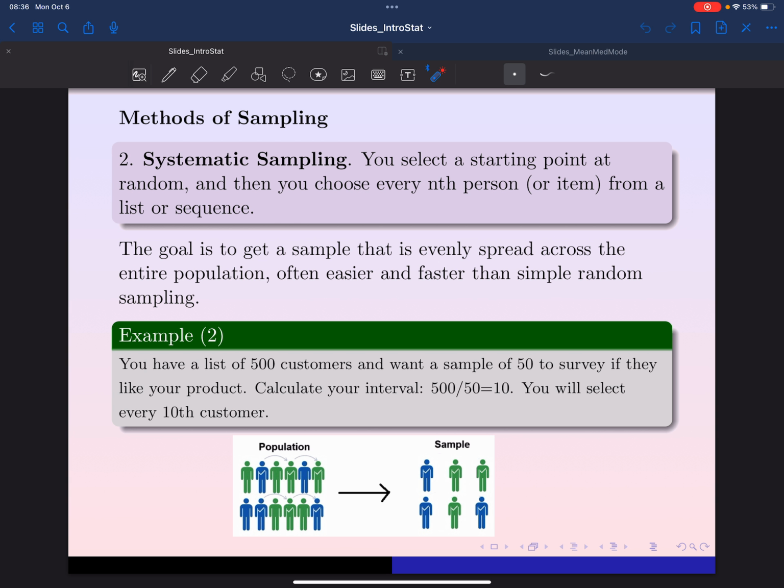So if you have a list of 500 customers and you want a sample of 50 to survey about whether they like your product, calculate the interval: 500 divided by 50 is 10, then you can select every 10th customer. So in systematic sampling, we systematically select every other person, every 10th, every 5th, whatever works.